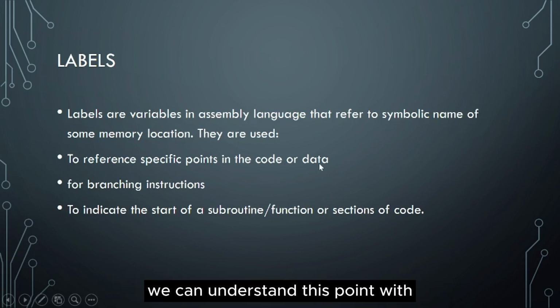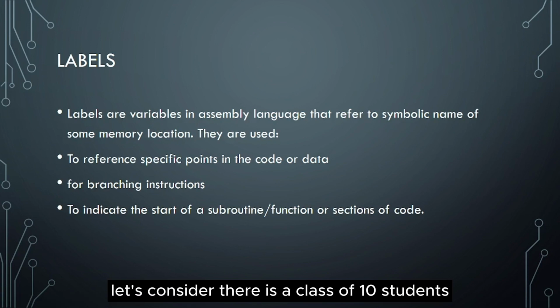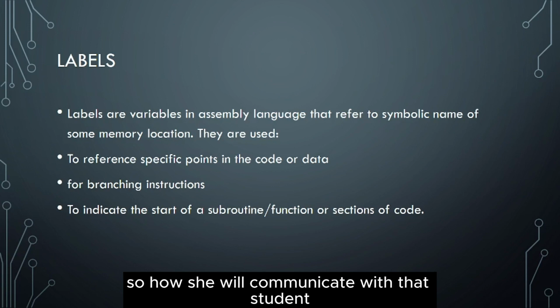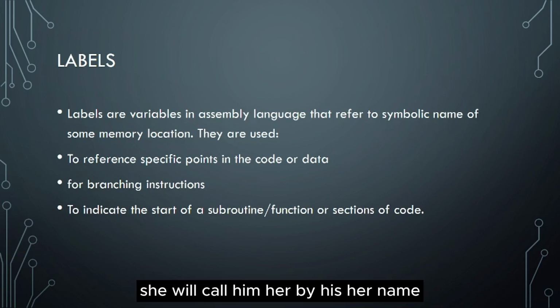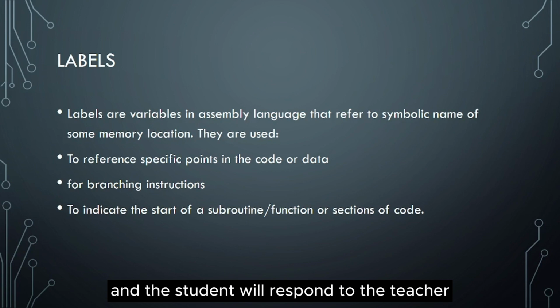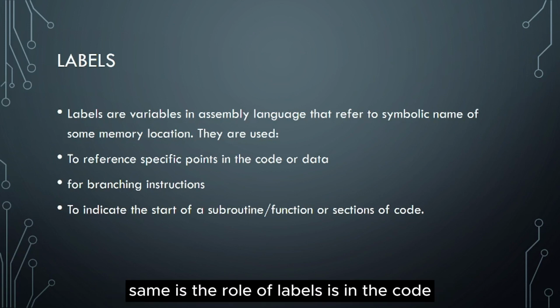We can understand this point with the help of an example. Let's consider there is a class of 10 students. The teacher wants to communicate with a specific student. So how will she communicate with that student? She will call him or her by name, and the student will respond to the teacher. The same is the role of labels in the code.